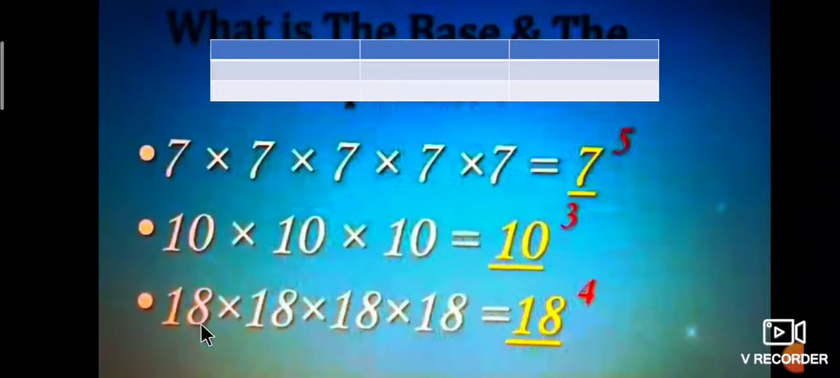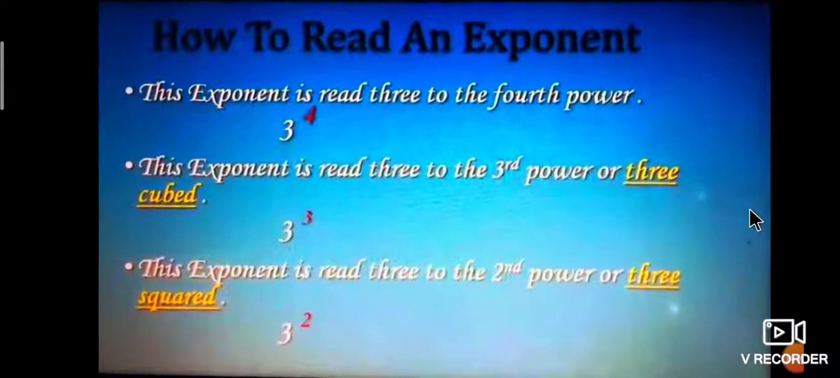Another example is 18 into 18 into 18 into 18 is equal to 18 to the power of 4. In this one, 18 is called the base, 4 is called the power. Therefore, how to read an exponent?